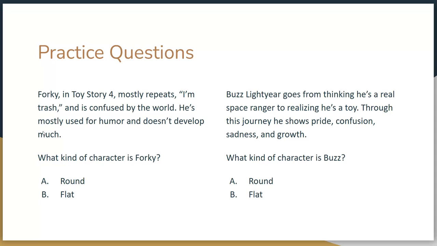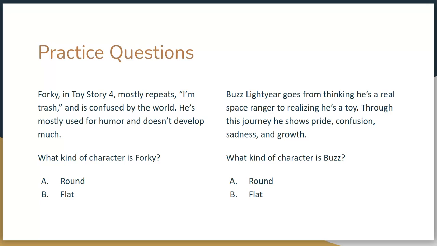Buzz Lightyear goes from thinking he's a real space ranger to realizing he's a toy. Through this journey, he shows pride, confusion, sadness, and growth. What kind of character is Buzz? Is he a round character or a flat character?